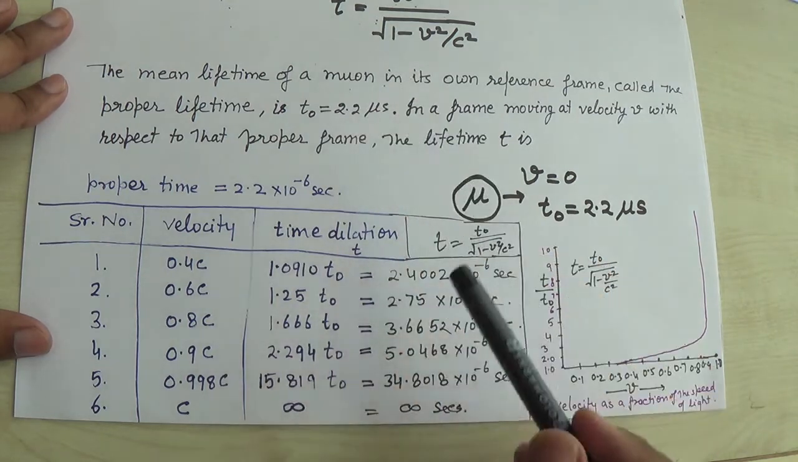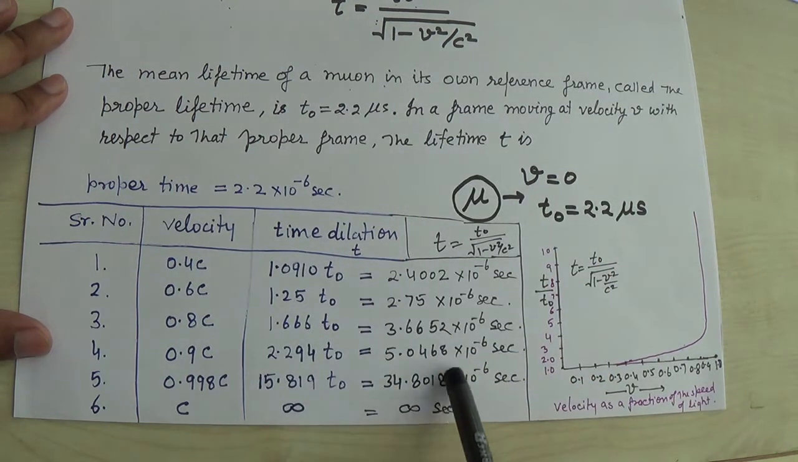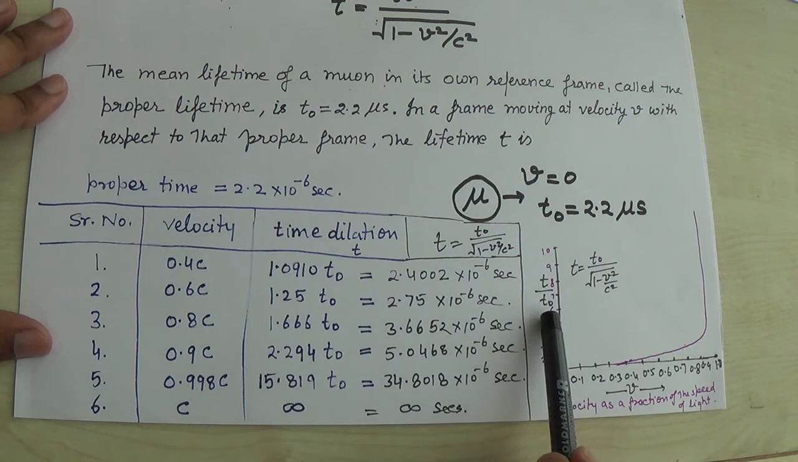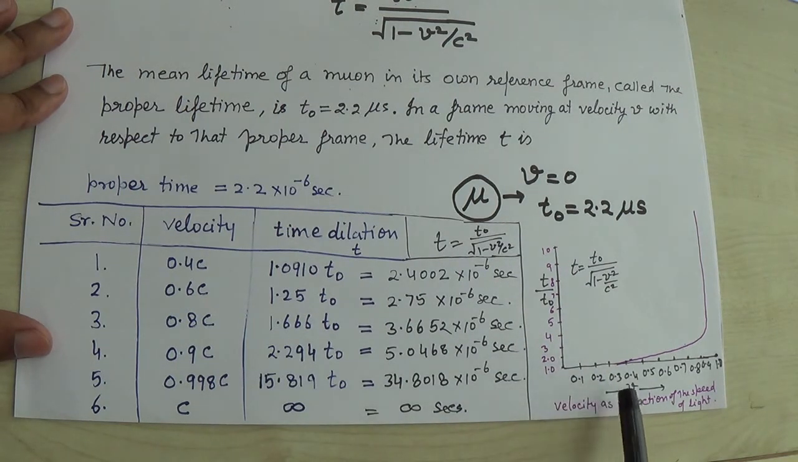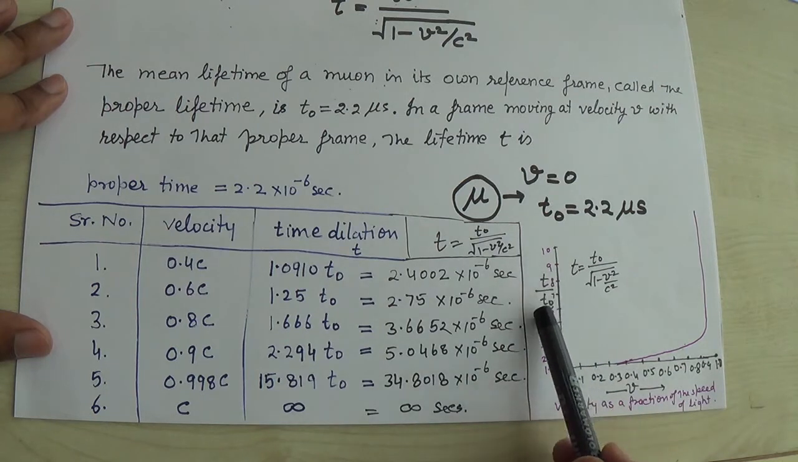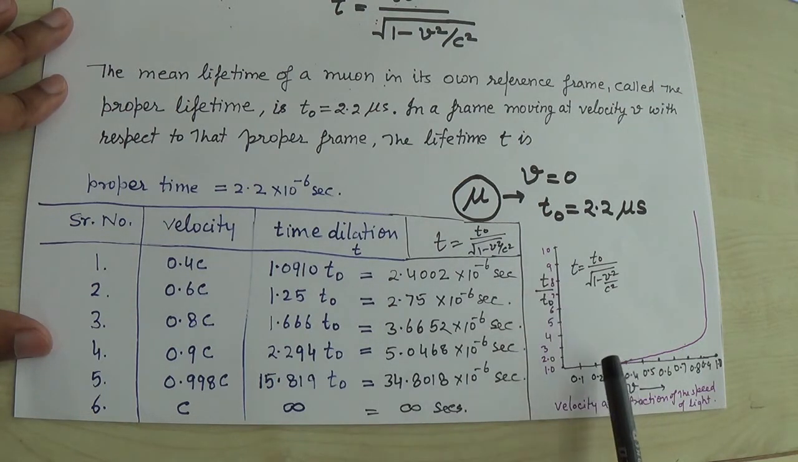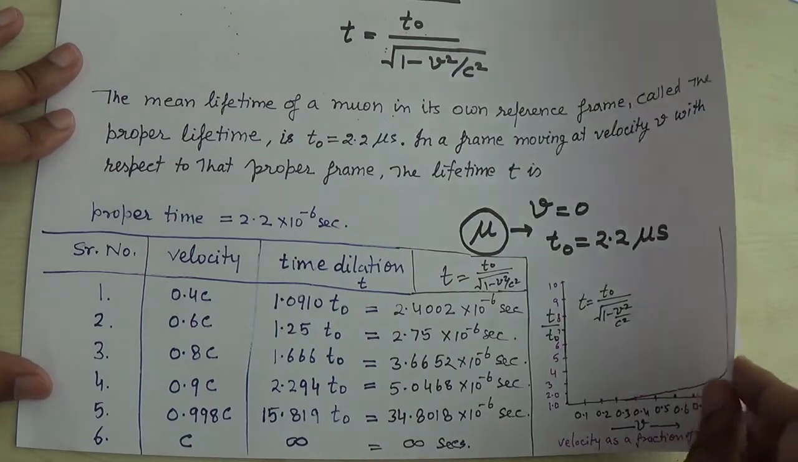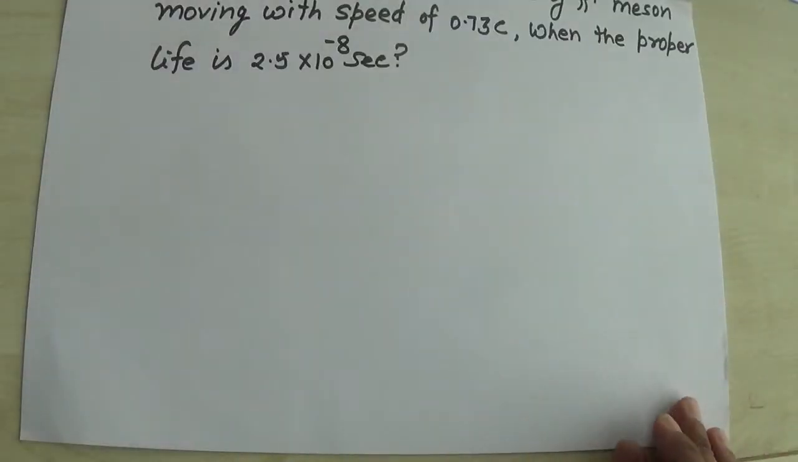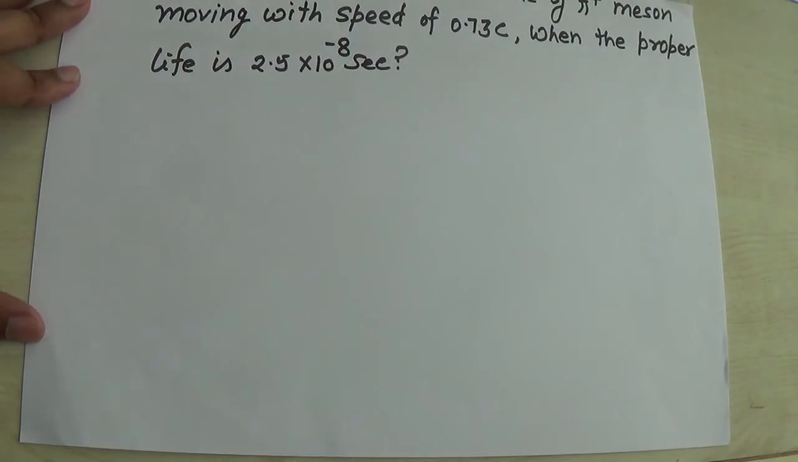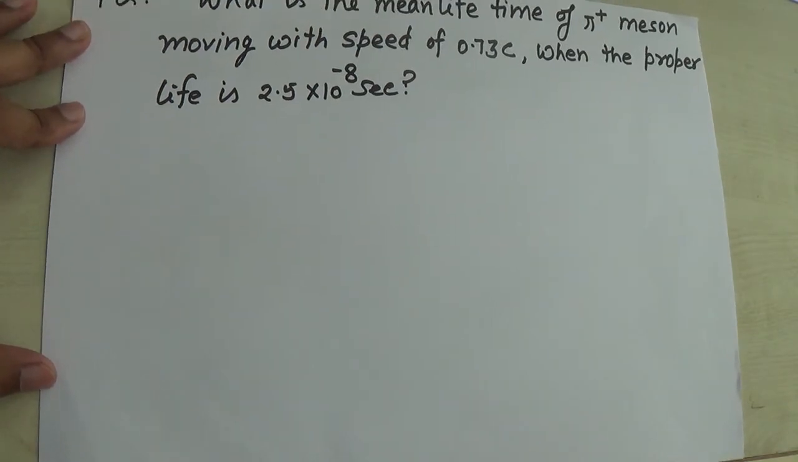So how much lifetime it appears in the rest frame is mentioned here. So T is mentioned here, right? And the ratio of T with T naught, when the velocity is 0.1 c, 0.2 c, 0.3 c. So when the relative speed is increasing, you can see here that the ratio of T and T naught is increasing sharply, right? Now we will clarify the concept of time dilation more explicitly by solving these numerical problems.